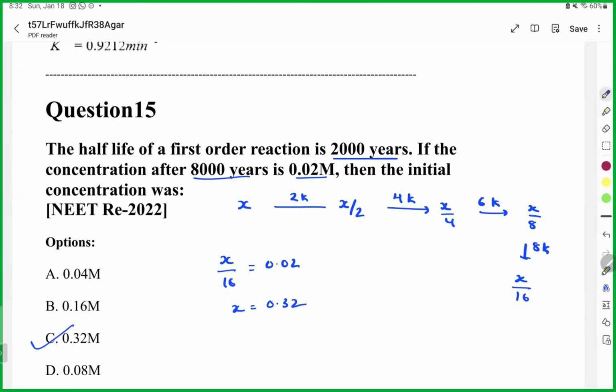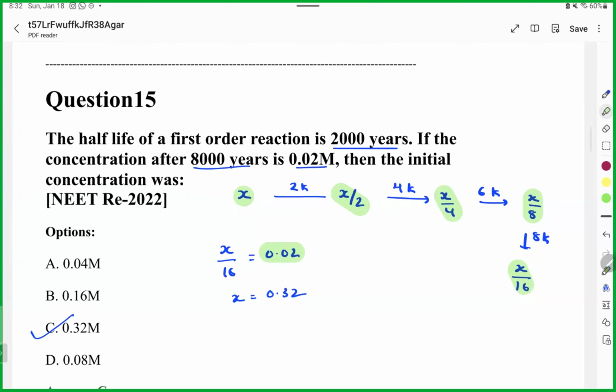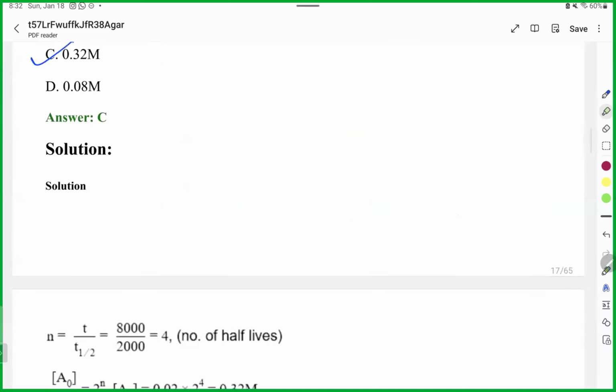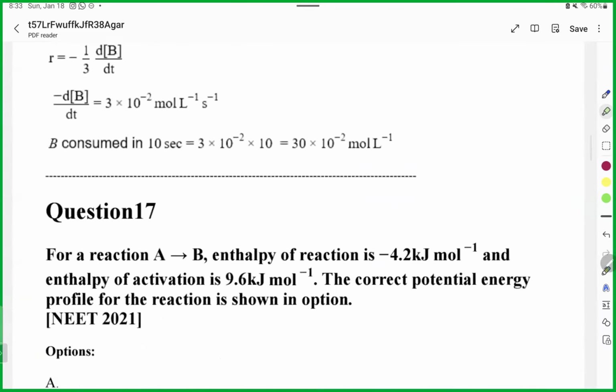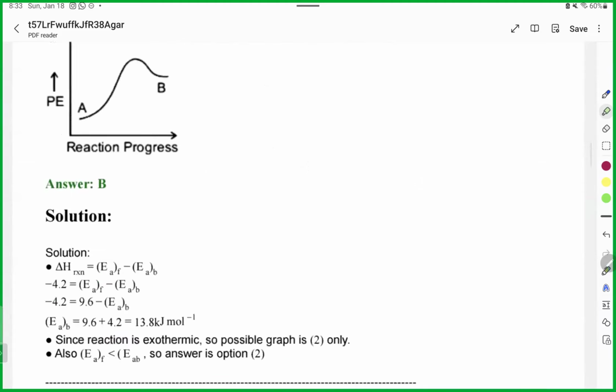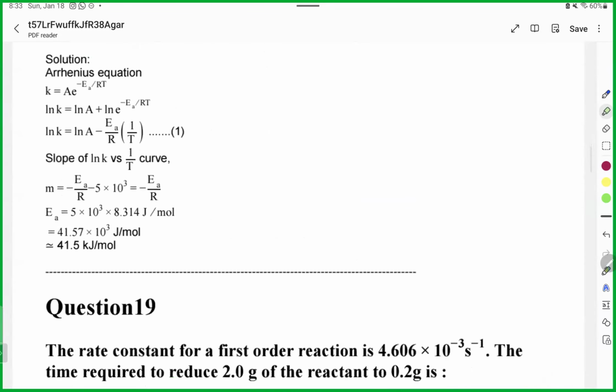Was it easy, guys? Logically, if at time 0 your amount was X, after one half lifetime, half. Second half lifetime, again half, and again half. X by 16 is equal to 0.02. So X value is 16 multiplied. Anybody have doubts? We did this yesterday, I guess. Arrhenius.